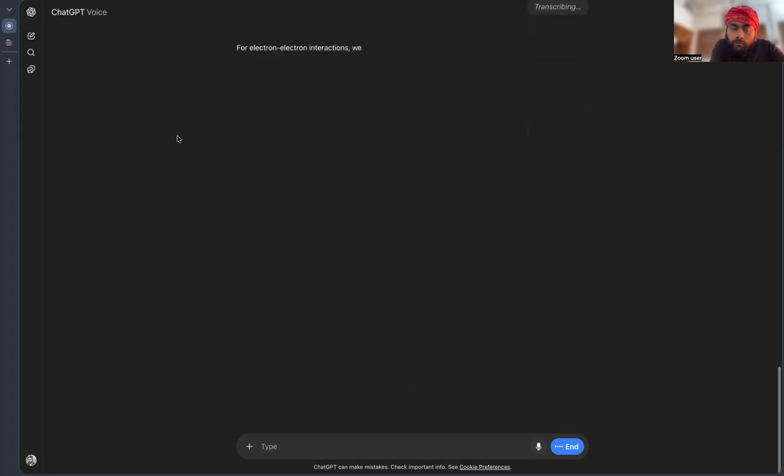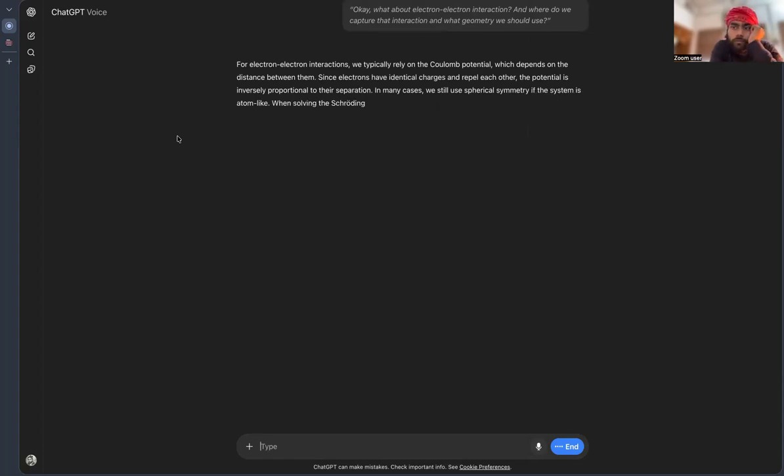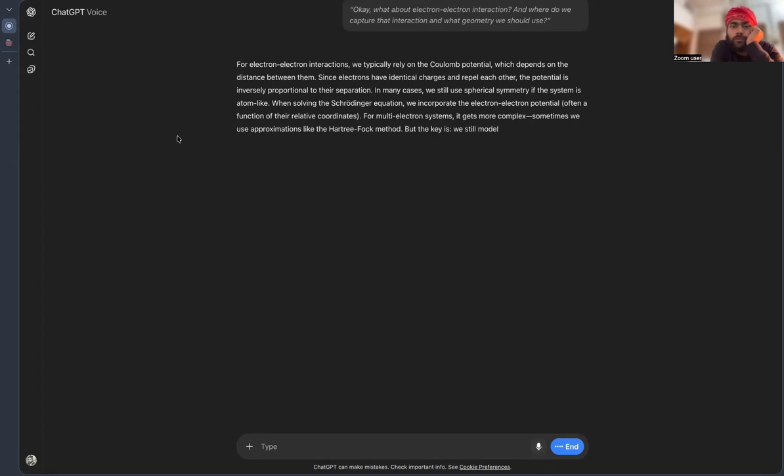For electron-electron interactions, we typically rely on the Coulomb potential, which depends on the distance between them. Since electrons have identical charges and repel each other, the potential is inversely proportional to their separation. In many cases, we still use spherical symmetry if the system is atom-like. When solving the Schrödinger equation, we incorporate the electron-electron potential, often a function of their relative coordinates. For multi-electron systems, it gets more complex. Sometimes we use approximations like the Hartree-Fock method. But the key is we still model the interaction potential, solve for the wave function, and from that, get scattering amplitudes or energy states.